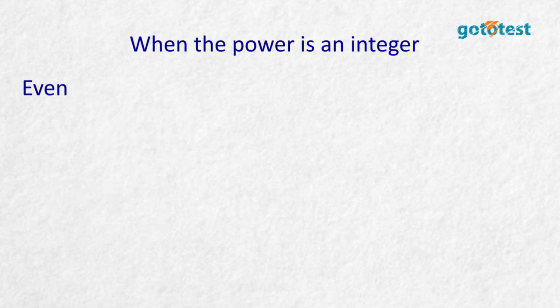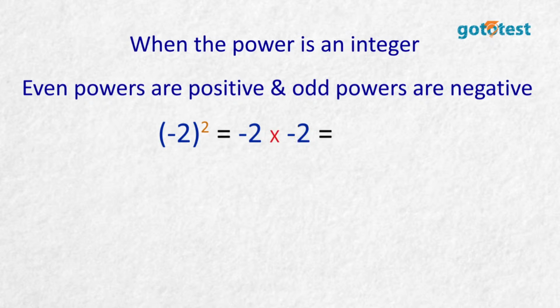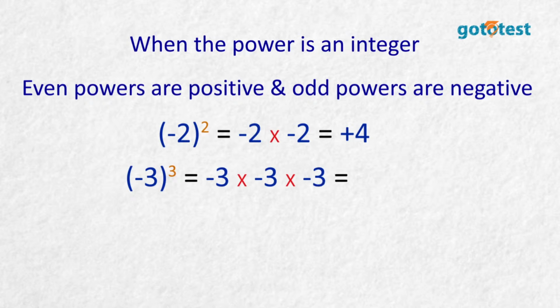Remember, when the power is an integer, even powers are positive and odd powers are negative. A negative number raised to an even power is always positive. Minus 2 raised to power 2 is plus 4. Also, if a negative number is raised to an odd power, the result will be negative. Minus 3 raised to 3 is minus 27.